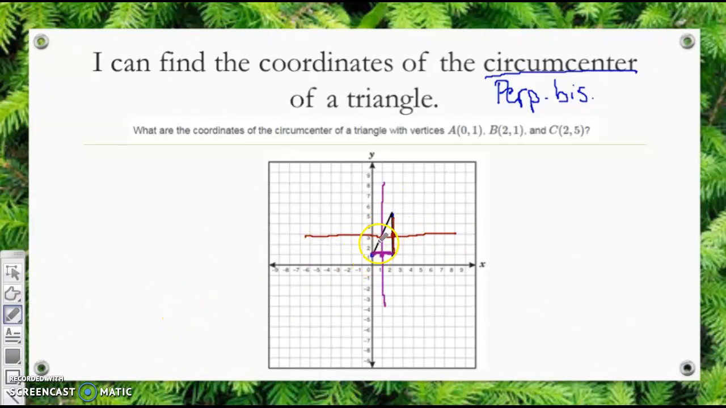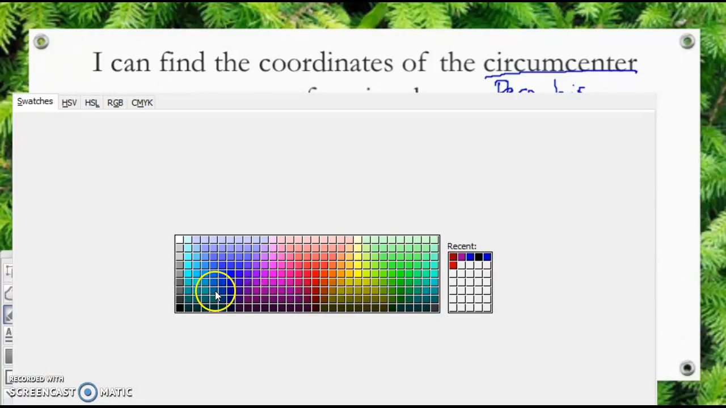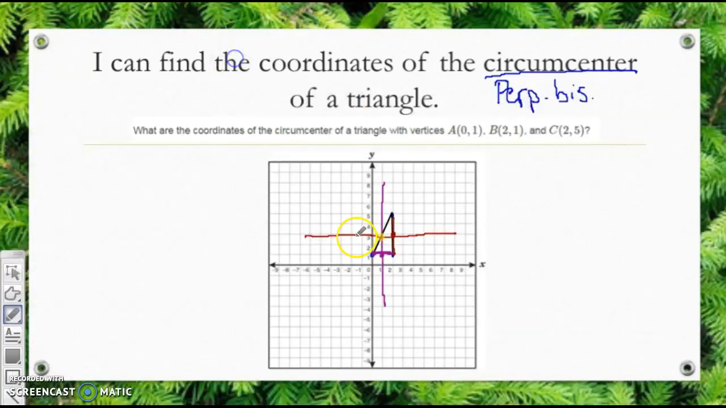You could find the perpendicular bisector to that third side, but it's going to be a little bit more difficult mathematically. And all of them are going to intersect in the same spot. So as long as you get at least 2, you know where they're all 3 going to intersect at. So I would stop right there, and I would say that my circumcenter is going to be located right there at (1, 3).